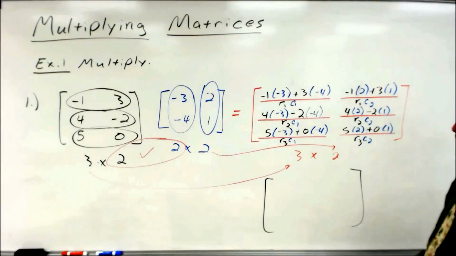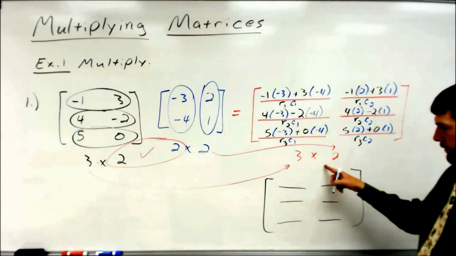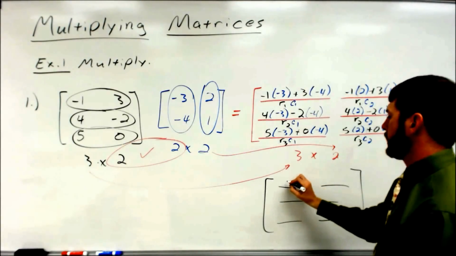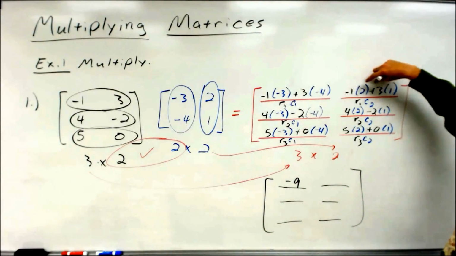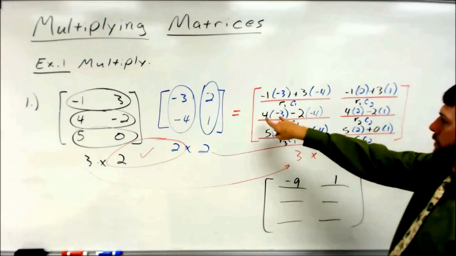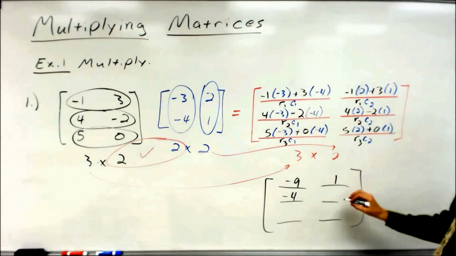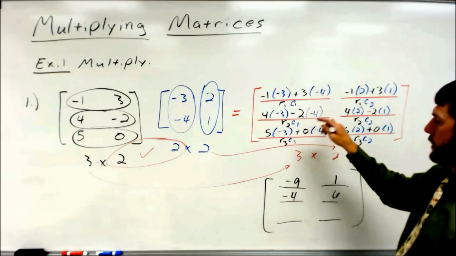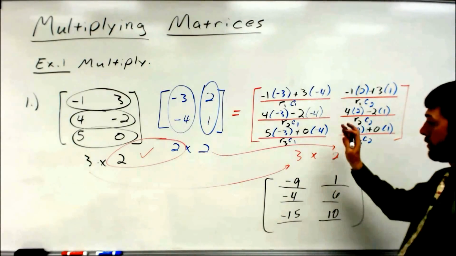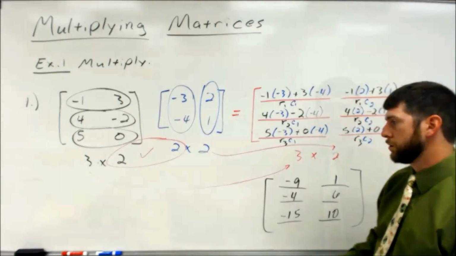So we go through, we do the arithmetic. I should get 3 rows, 2 columns for my 3 by 2 matrix. 3 minus 12 is -9. -2 plus 3 is going to end up being 1. -12 plus 8 is -4. 8 minus 2 is 6. -15 and 0 is -15. 10 and 0 is 10. So assuming my arithmetic is correct again, that should be the product of those 2 matrices.